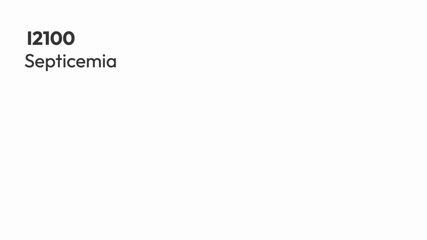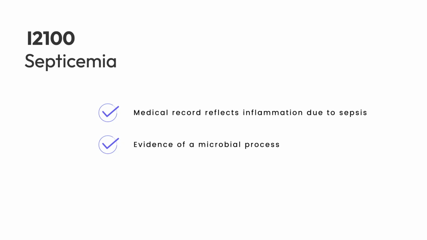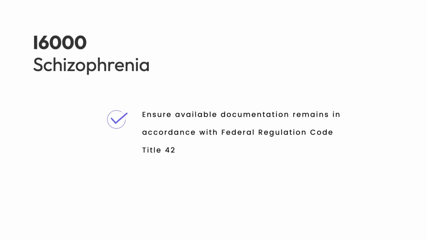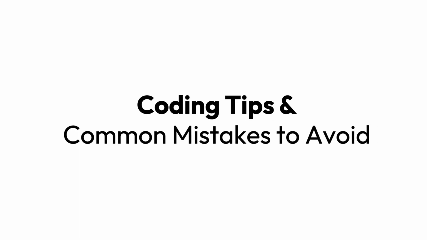Item I2100 septicemia may only be coded if the medical record reflects inflammation due to sepsis and there is evidence of a microbial process. Item I5100 quadriplegia limits coding to spinal cord injuries and must be a primary diagnosis and not the result of another condition. Lastly, item I6000 schizophrenia should be coded with caution by ensuring available documentation remains in accordance with Federal Regulation Code Title 42 before coding. Now before we end, here are a few quick coding tips and common mistakes to avoid, directly from the RAI.